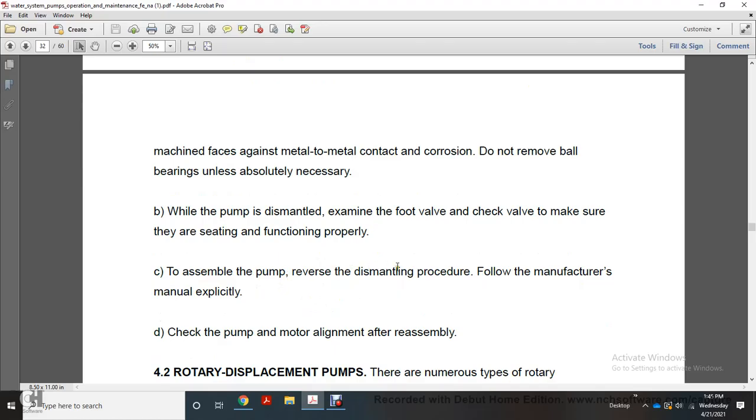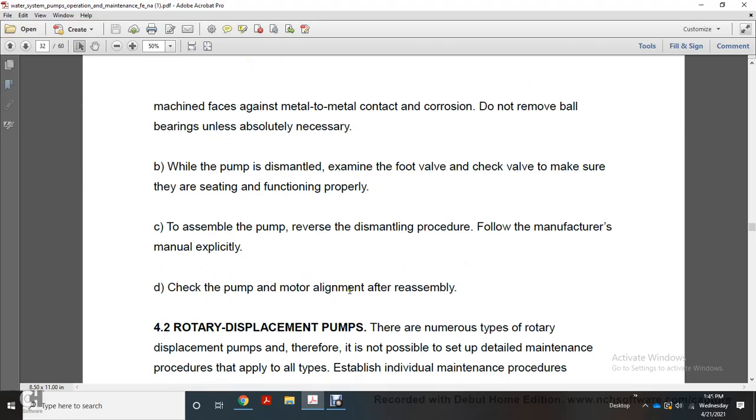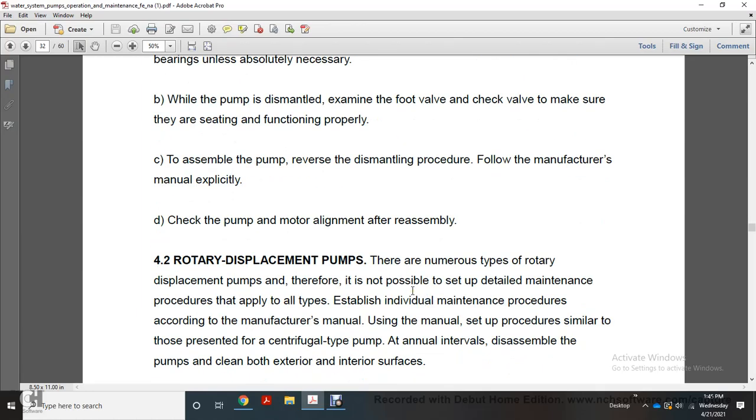C. To assemble the pump, reverse the dismantling procedure, following the manufacturer's manual explicitly. Check the pump and motor alignment on reassembly. 4.2 Rotary displacement type. There are numerous types of rotary displacement pumps, so it is not possible to give a detailed maintenance procedure that applies to all types. Each individual maintenance procedure follows the manufacturer's pump manual, using a procedure similar to the one presented for the centrifugal type pump.